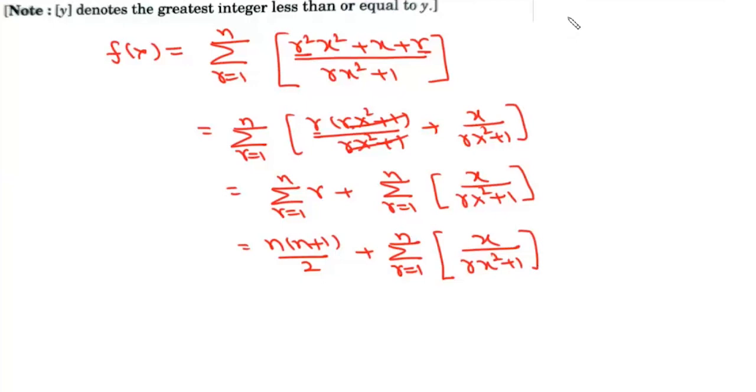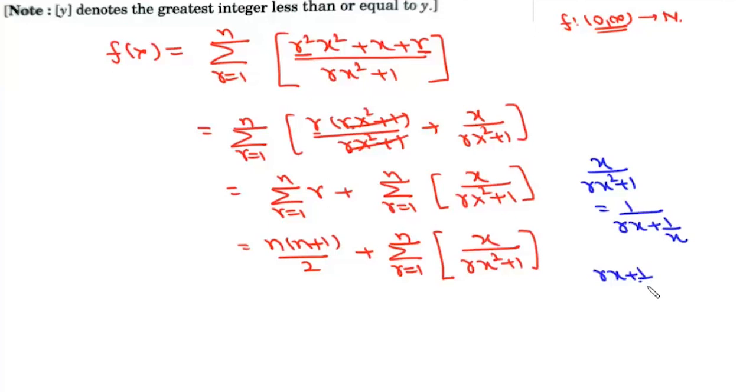Now this function is defined from 0 to infinite to n. That means value of x is positive. So what we'll do is we'll write x upon r x square plus 1 as 1 upon r x plus 1 by x, and if we take AM GM, then r x plus 1 by x by 2 is greater than or equal to under root r, or r x plus 1 by x is always greater than or equal to 2 root r.